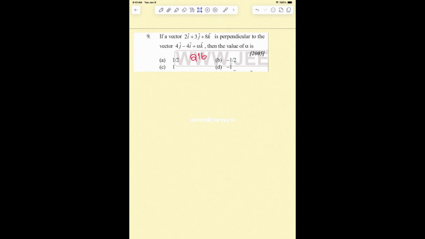How to do it? 2i cap, minus 4. Just be careful. Don't go about reading i cap and j cap in order. This is the i cap term. Deliberately they have given it like this, j cap first and then i cap. Don't get confused by this. You must always look for the matching terms. Read it correctly. So this means 2 into minus 4, minus 8, plus 3 into 4, which is 12, plus 8 alpha should become 0. Then solve for alpha. Simple. You can do it.